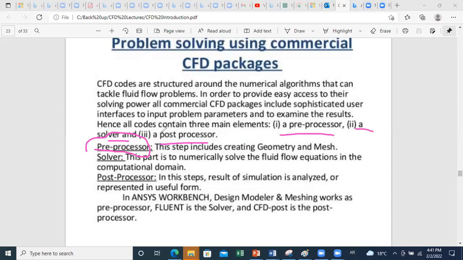After this, in the solver part, you will numerically solve the fluid flow equations in the computational domain. Here you will select the appropriate algorithms and physics to include within the solution. After this, the last step is the post-processor. In this step, you will observe the results of the simulation, analyze them, and represent them in useful form. So in any of the CFD packages we talked about, COMSOL, ANSYS Fluent, CFX, etc., you will have these common aspects. Now, we will see these three main elements in ANSYS Fluent.